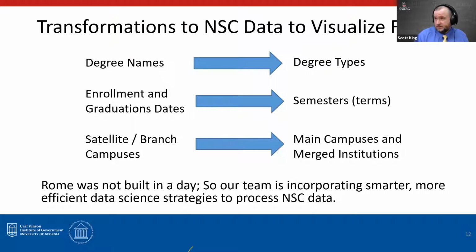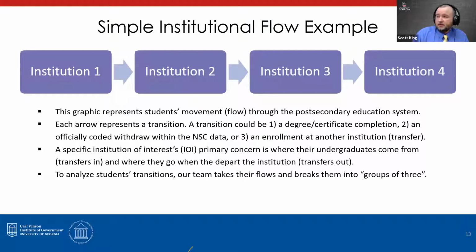with satellite branches and between schools that eventually consolidated within the University System of Georgia. There were data points where students would have earned their degree from a main campus, even though their entire enrollment was at a satellite campus. And similar problems exist with consolidated institutions. So to deal with that, we rolled up all of the data so that every institution reports to its main campus or its final consolidated institution name. And like I said, we're continuing to improve and incorporate more efficient data science strategies to process this Clearinghouse data. And we'll talk a little bit more about that later in the presentation.